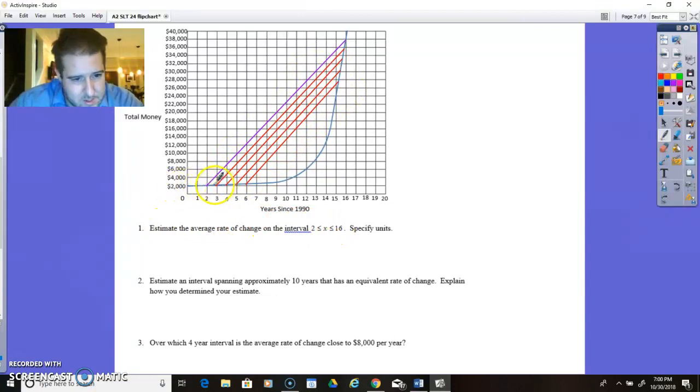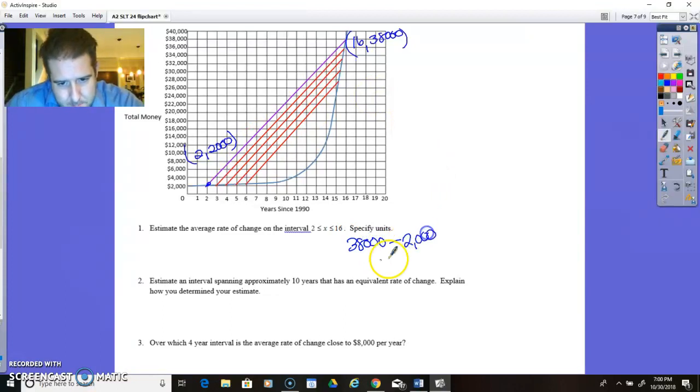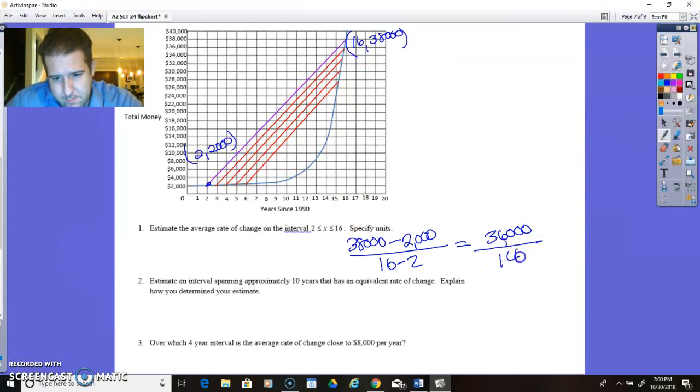Estimate the average rate change from 2 to 16. So 2 is 2,000. Okay, this is nice and clean. Perfect. And 16 is, what is that, 38,000. All right, so that's y2 minus y1, so 38,000 minus 2,000, which is going to give us 36,000 over 16 minus 2. 16 minus 2 is 14. So 36,000 divided by 14 is your average rate of change per year.